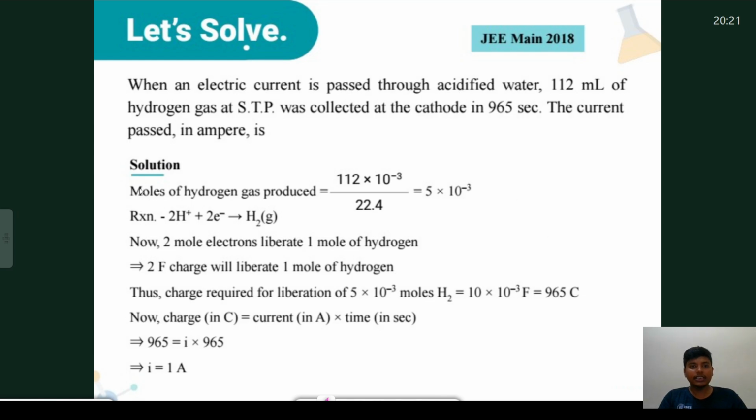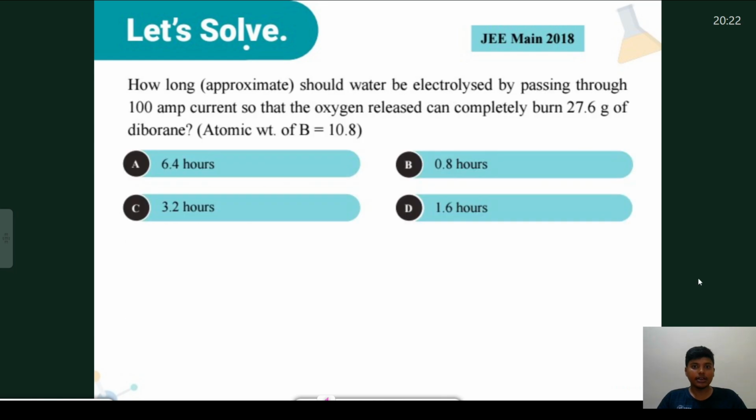In boards you can write like this, or you can write the direct formula also. No issue. According to Faraday's law, W is equal to Z into Q. Q is I into T. Then Z is equal to molecular weight by N into 96500. That's it. Then put the value directly. No one can cut your marks. Next, try.